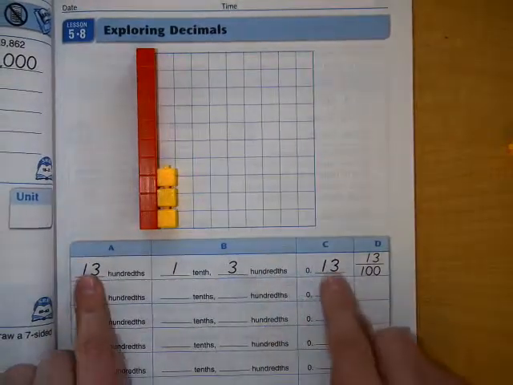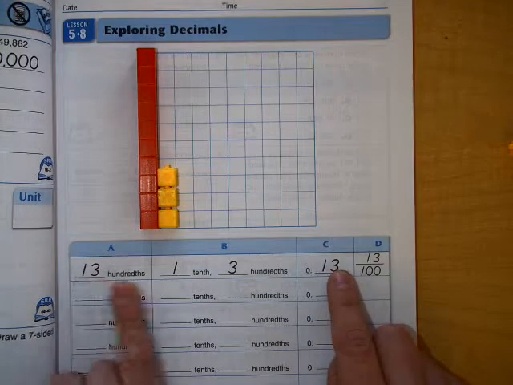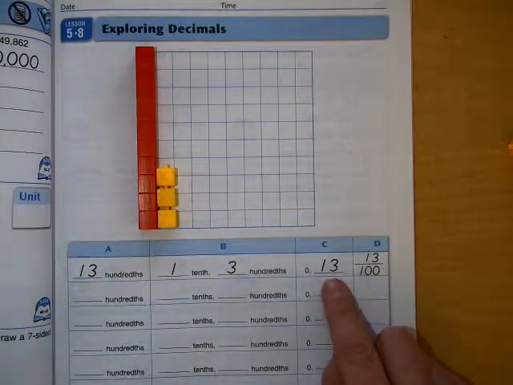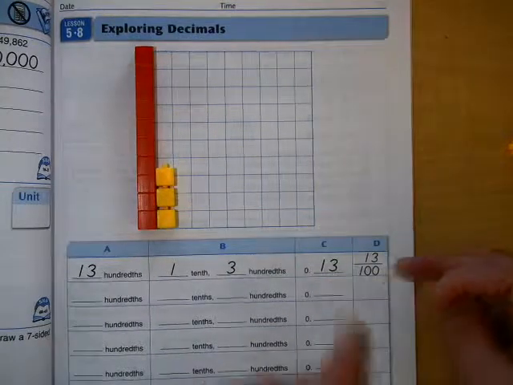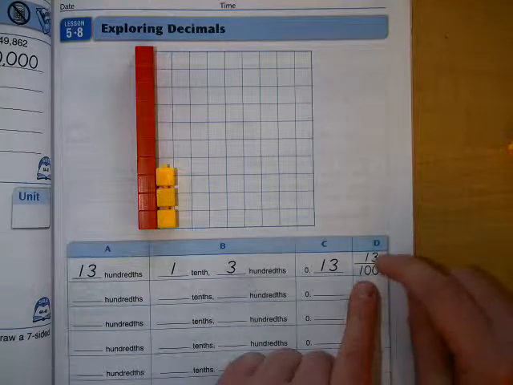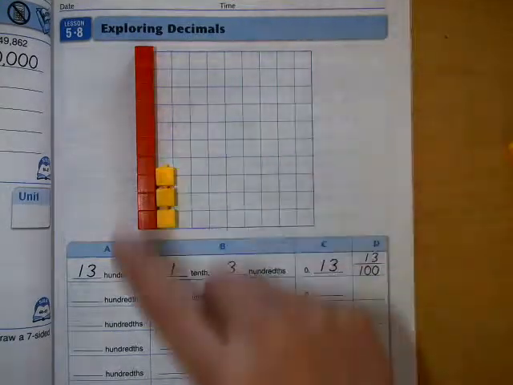And how do I write that? Well, I just put this number over here, and I read it 13 hundredths. You have to be careful though if it's a single digit, and we'll talk about that. And then how do I write it as a fraction? Well, I put the 100 on the bottom and the 13 on the top. So that's what this looks like.